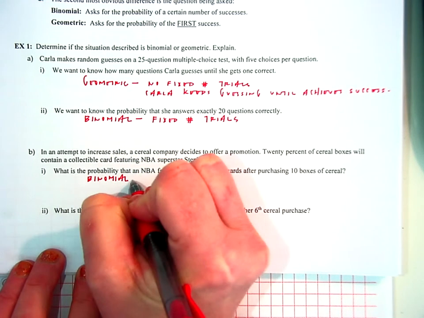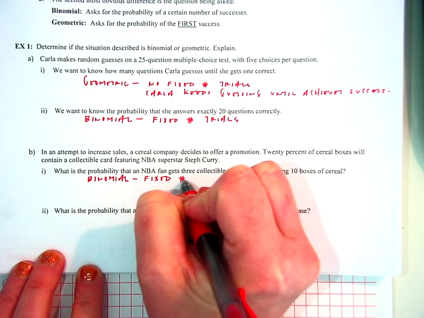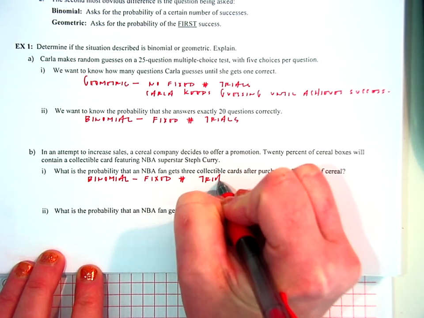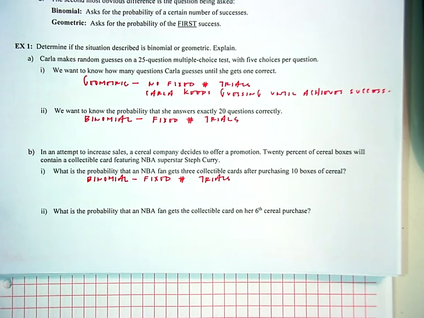The biggest identifier is, again, that we have a fixed number of trials. Right? She's purchasing 10 boxes of cereal, and we're looking for what's the likelihood of getting 3 of these collector cards, Steph Curry, out of the 10 cereal boxes that are being purchased.